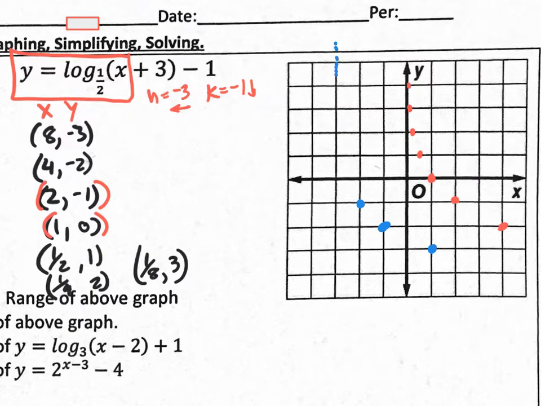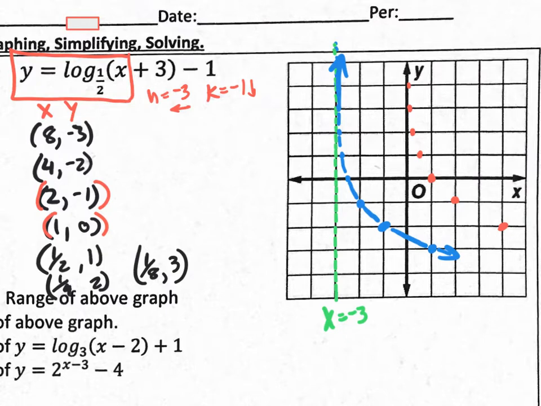So my asymptote is right here. Let me do it in green. Here's my asymptote. That's at the line x equals negative 3. Let me graph the rest of these coordinates, getting infinitely closer and closer to that asymptote. I'm going to draw it as if it's on it, but I know that it never actually touches, just infinitely approaches. So here's my final product graph. And this graph accurately represents log base 1/2 of x plus 3 minus 1.